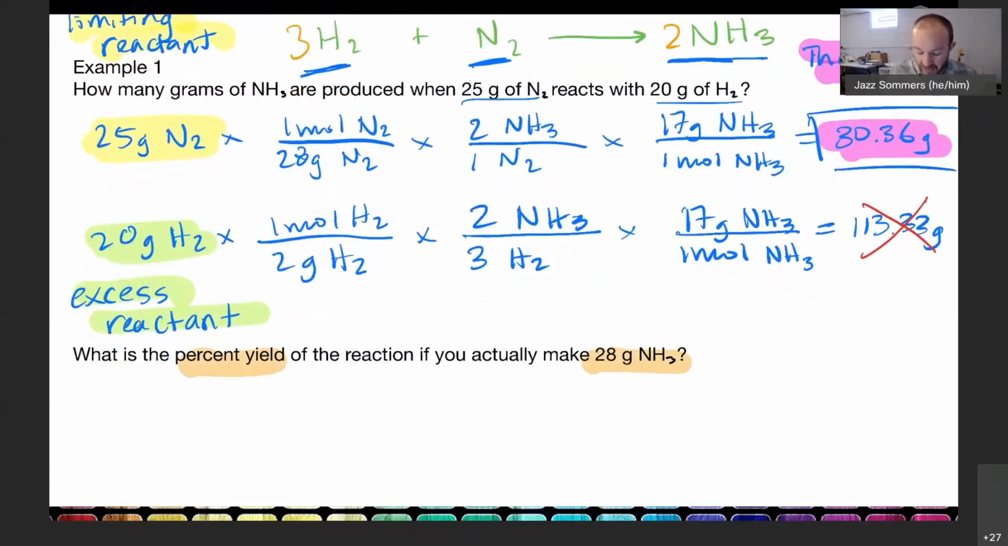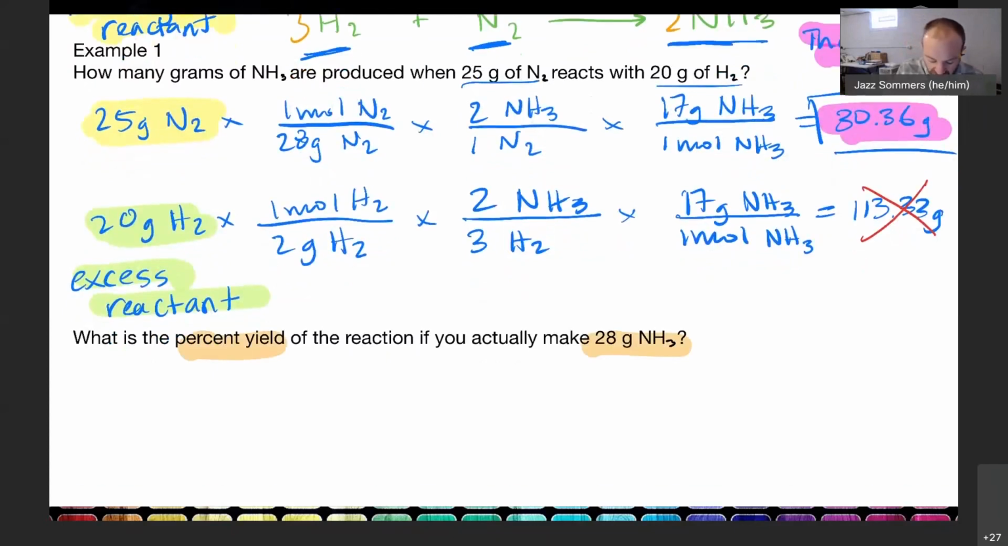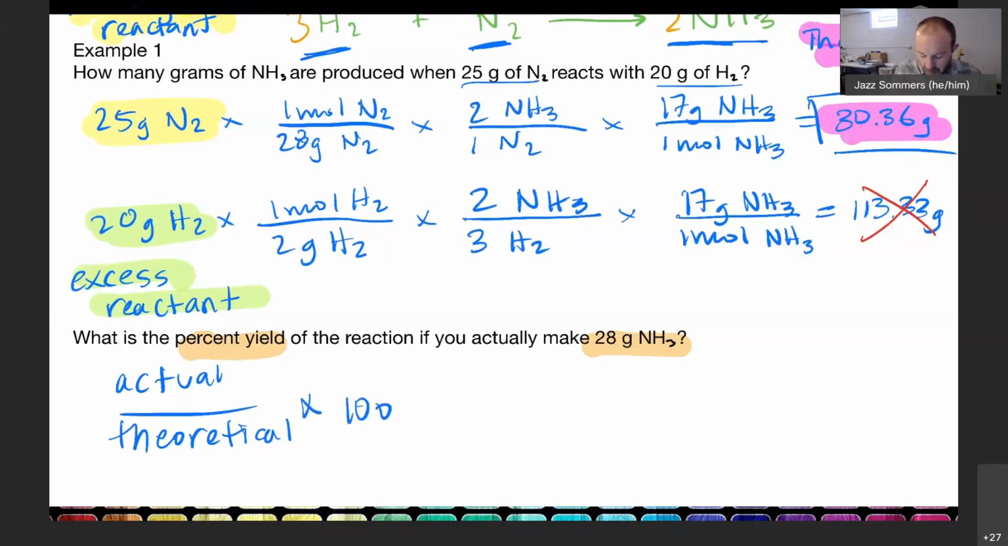Like any other percent question, it's what you actually made divided by what your theoretical yield is. I'm going to rewrite that. Actual divided by theoretical. And the theoretical is above in pink. Oh, and you multiply that by 100. And that is how you set it up.